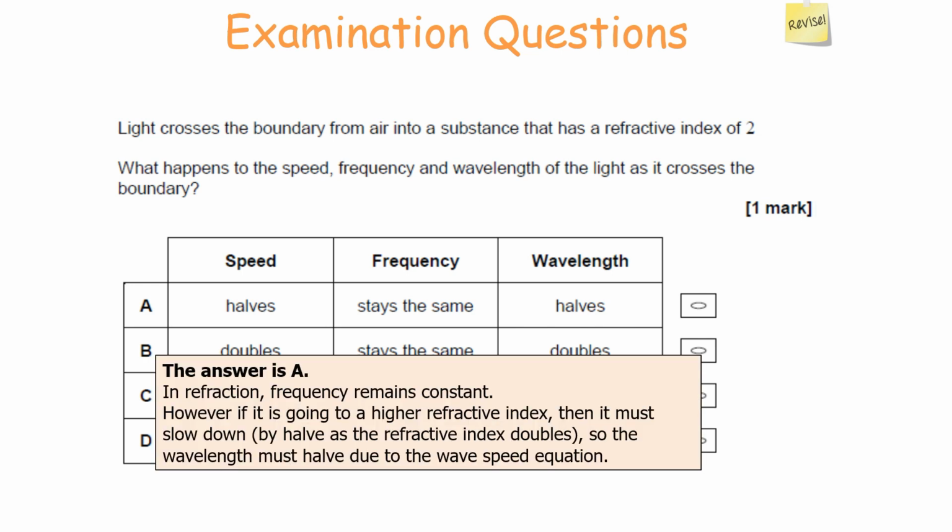Now your answer in this instance is A, because if light is going to a higher refractive index, then it must be slowing down because it's going into a more optically dense material. Now we know that the optical density of the material has doubled because air has a refractive index of 1 and this substance has a refractive index of 2. So the wave is going to slow down and therefore its speed will halve. Now the wavelength will also halve due to the wave speed equation, because we know wave speed is equal to frequency times wavelength. So if the frequency remains constant and the speed halves, it means the wavelength must halve as well.